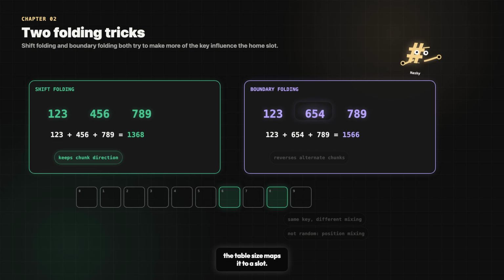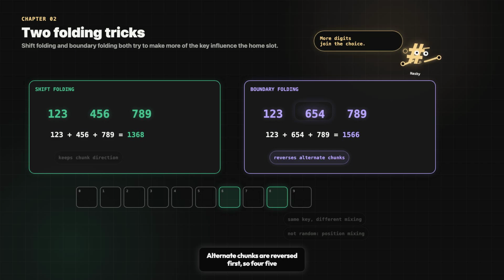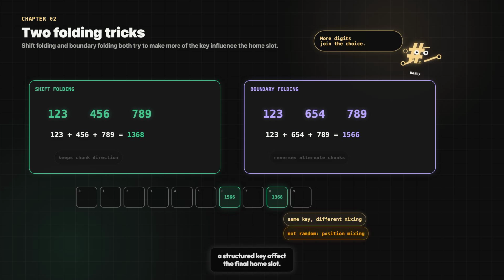Boundary folding changes one detail. Alternate chunks are reversed first, so 4, 5, 6 becomes 6, 5, 4. Now different digit positions line up during the addition and the result becomes 1, 5, 6, 6. The point is not randomness. The point is to let more parts of a structured key affect the final home slot.